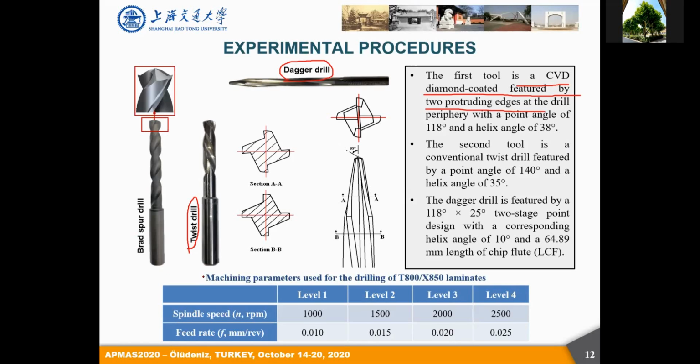And the tables below summarize the machining parameters selected for the manufacturing processes. And here we utilized a full factorial design of experiments, including 4 levels of spindle speed and 4 levels of feed rate.